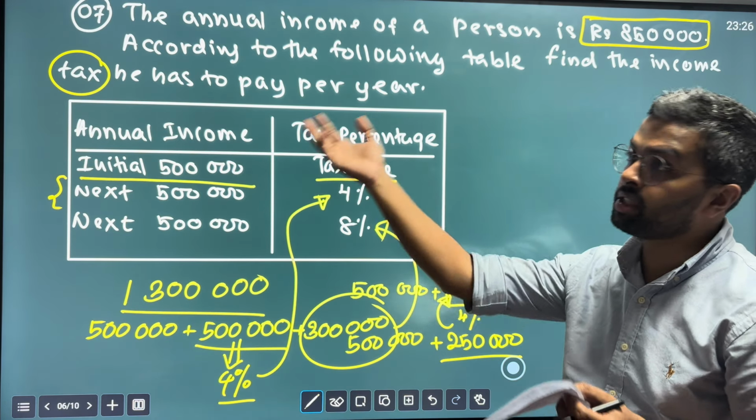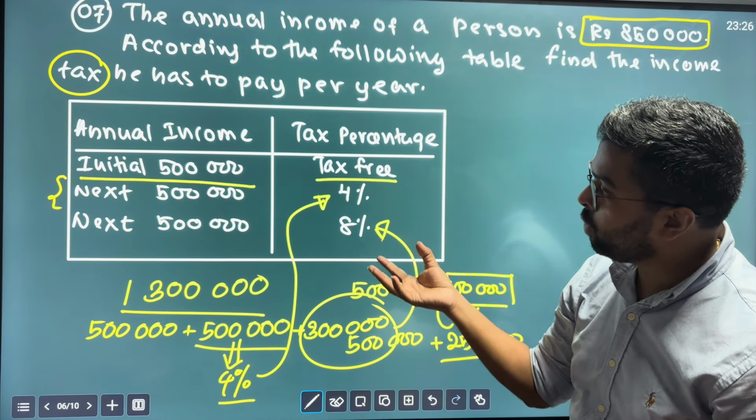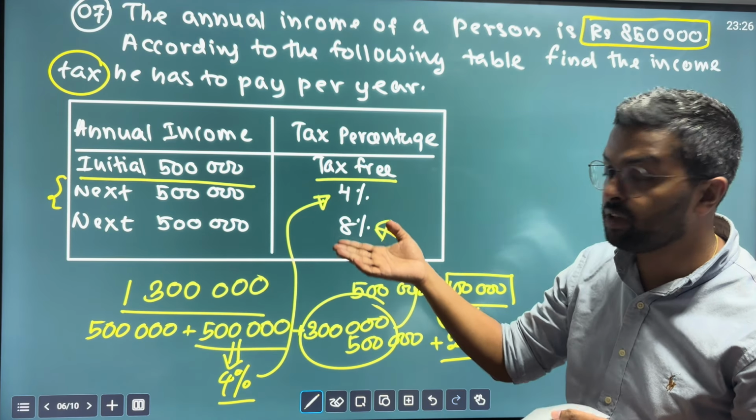Actually this is not the accurate, current table which whoever is earning more than 500,000 should pay.